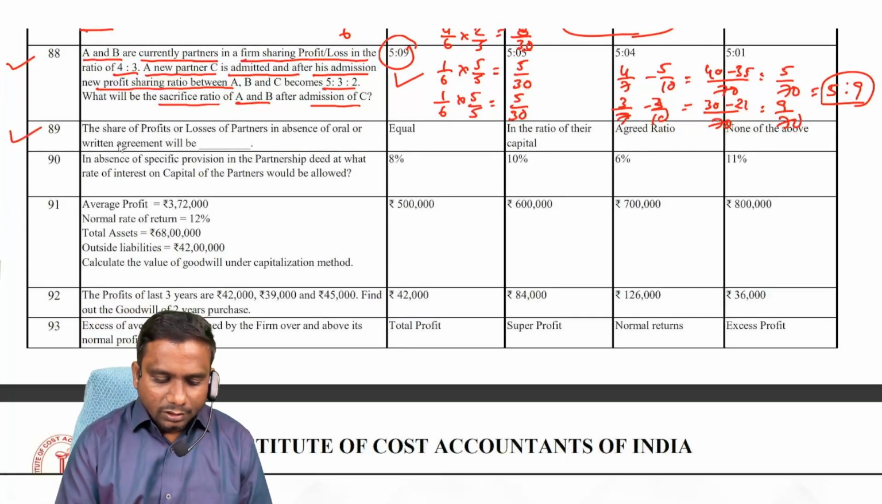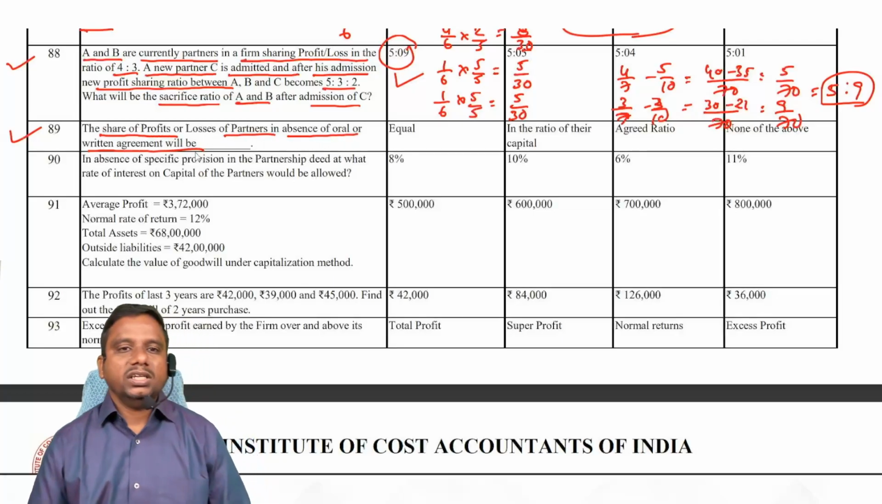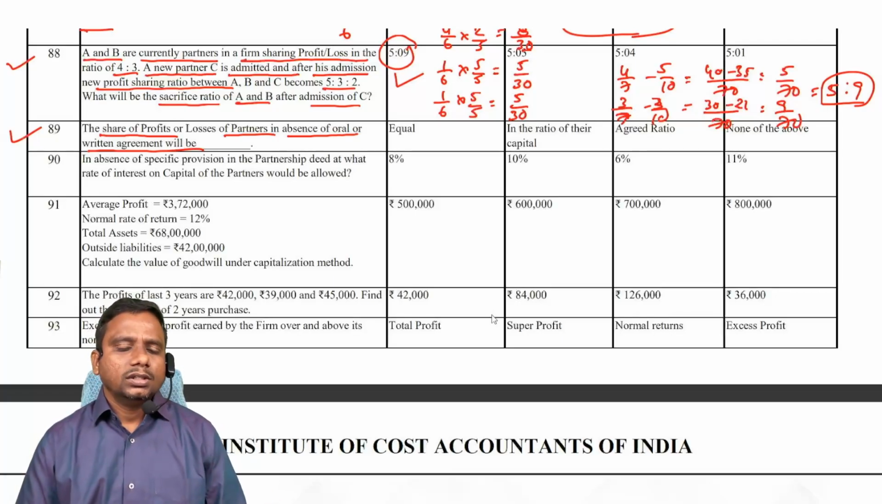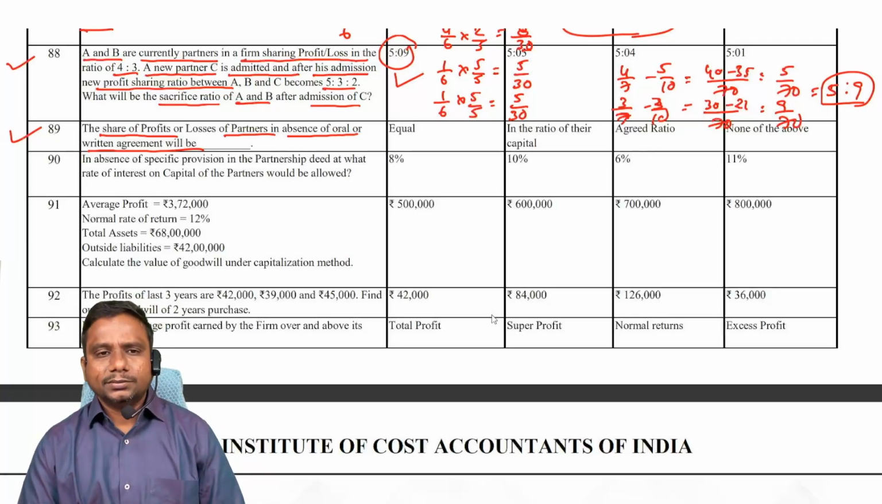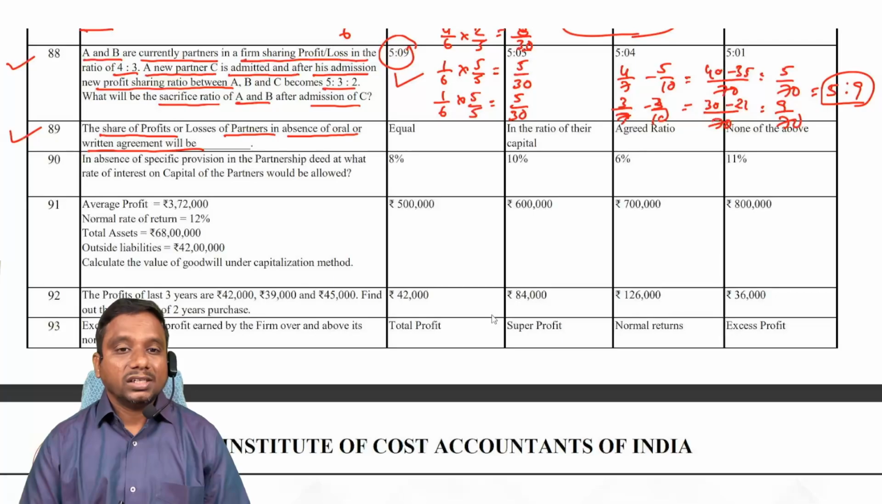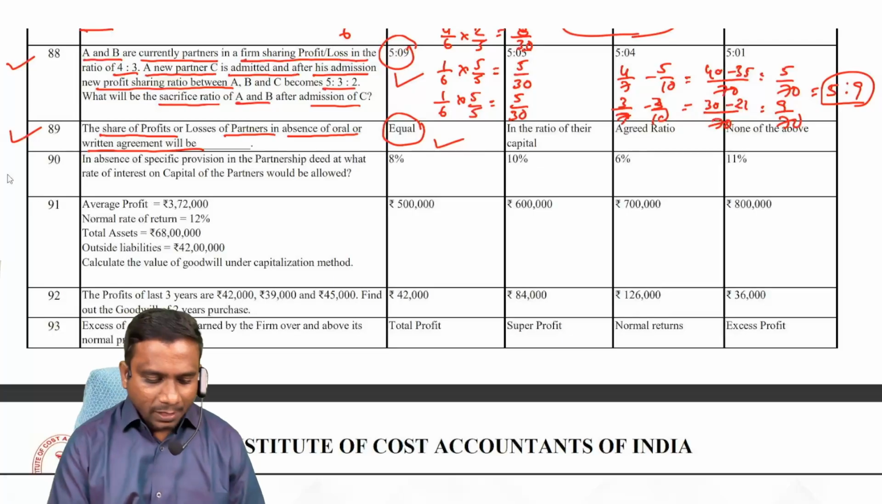89. The share of profit or loss of partners in the absence of oral or written agreement will be equal. In the absence of a partnership deed, or if any provision is not mentioned in the partnership deed, then we have to look at the Partnership Act. The Partnership Act says you have to share profits and losses equally. So option 1 is correct.